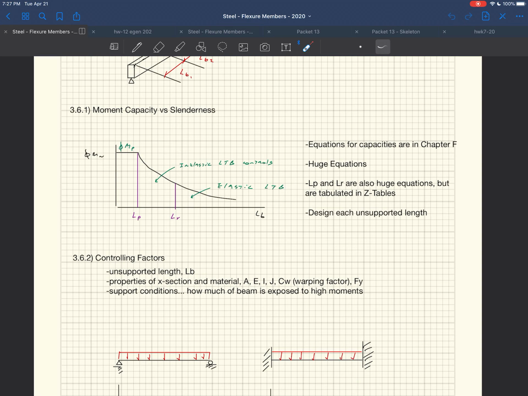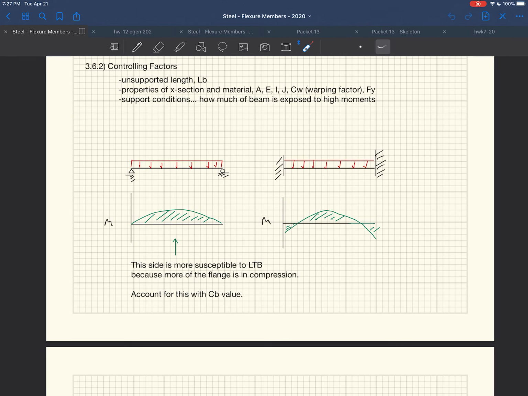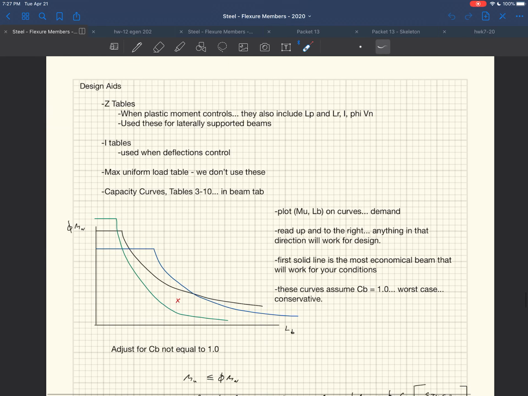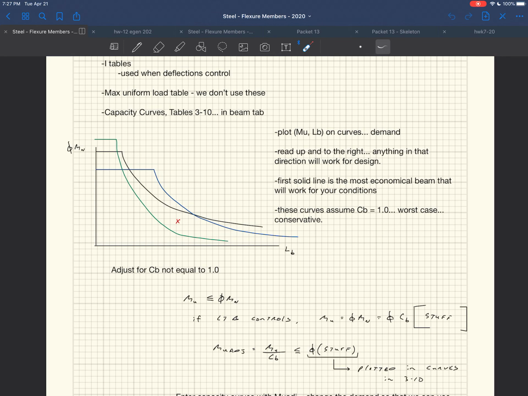You would not want to try to design based off of those equations, right? It just wouldn't work. You could solve for like the required I or the required J or something. It just makes it too difficult to do it that way. So AISC is no dummy, okay? And they've come up with this way of doing it.